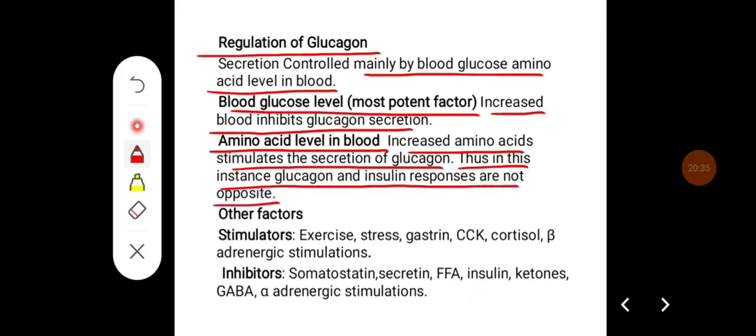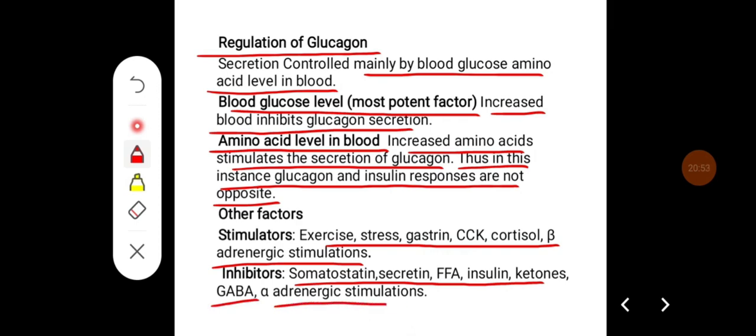Other factors like exercise, stress, gastrin, CCK, cortisol, and beta adrenergic stimulation stimulate glucagon production, whereas somatostatin, secretin, free fatty acids, insulin, ketones, GABA, and alpha adrenergic activity are going to inhibit glucagon.